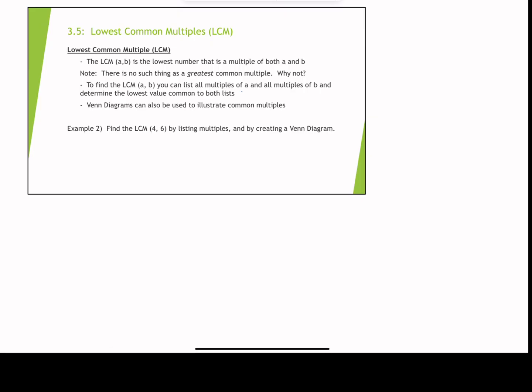If I wanted to just list things, I could say the multiples of 4, let's start there. You would start with 4, and basically you're counting by 4s from here. So 4 would be a multiple of 4, then 4 plus 4 would be 8, 8 plus 4 would be 12, 12 plus 4 would be 16, 16 plus 4 would be 20, 20 plus 4 would be 24, and so on. And I'm going to put 3 dots here to signify that that pattern continues indefinitely.